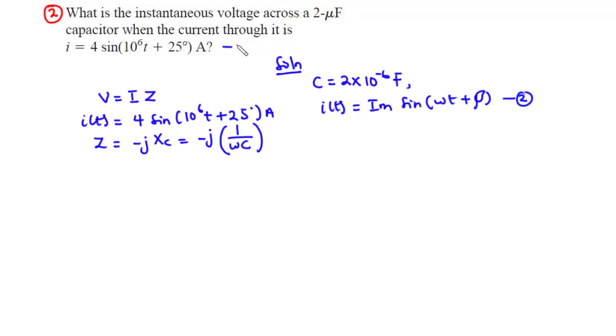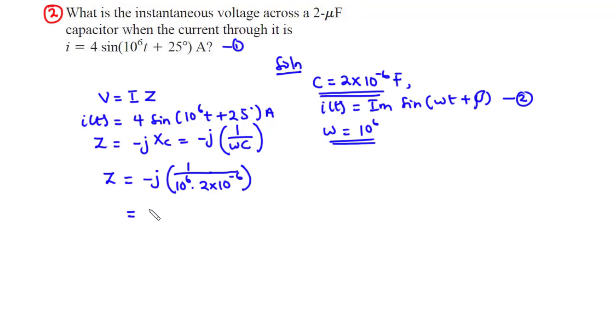So we have omega to be 10 exponent 6. Now let's substitute these two values into this to find the value of z. So we have z equals negative j times 1 over, in place of omega we have 10 exponent 6 times the capacitance, which is 2 times 10 exponent negative 6.